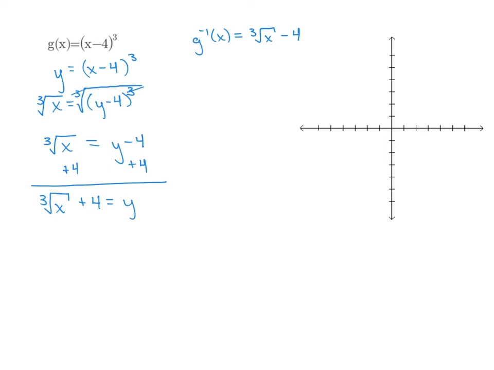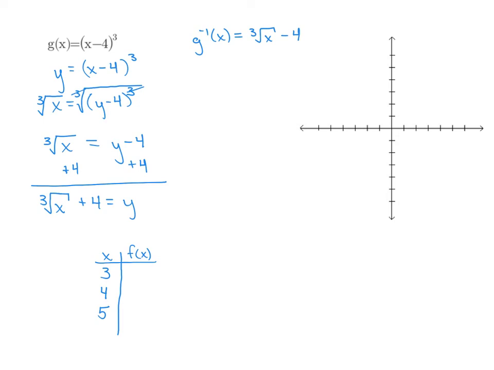Okay, so let's go ahead and make some tables and see what we can do here. So I'm going to work with x and g of x. And I'm going to work with the values of 3, 4, and 5. Anything bigger than this or smaller than this is going to be a little bit hard to graph. Okay, so let's see what happens if we graph this.